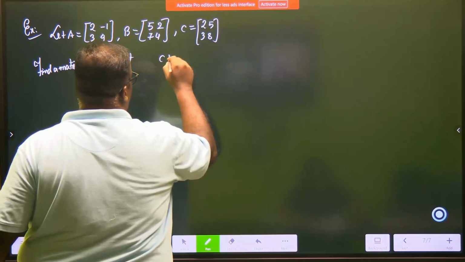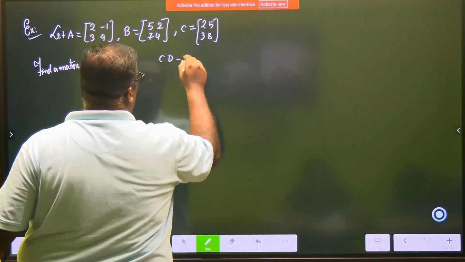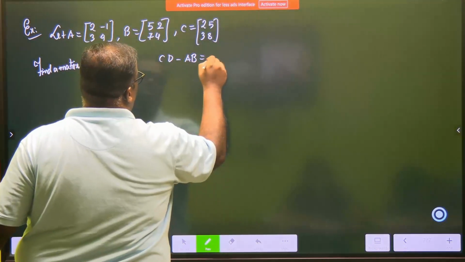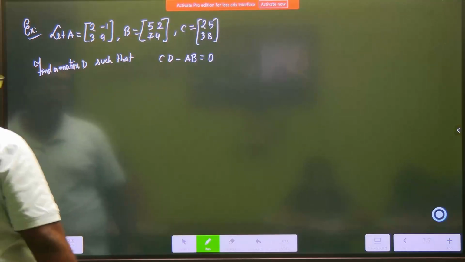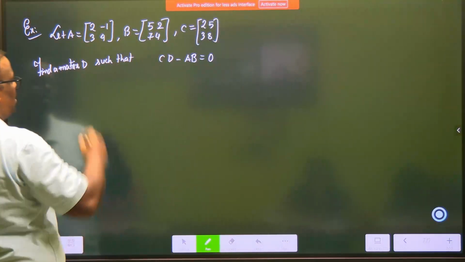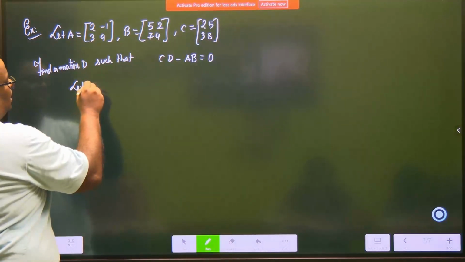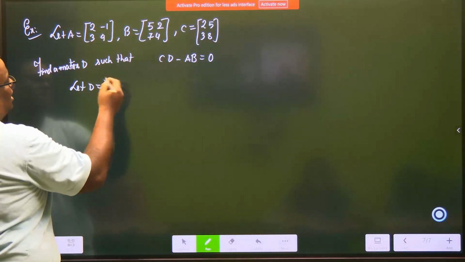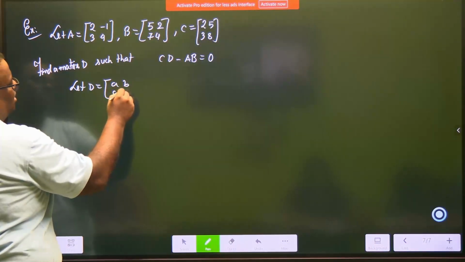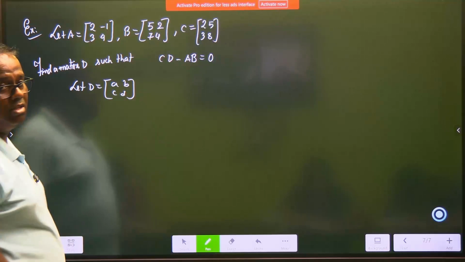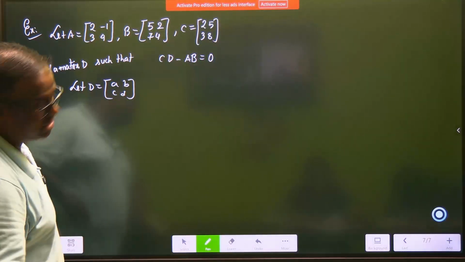CD. This is all equation problem. CD minus AB is equal to 0. Okay. So let D be equal to, you give anything in D, A, B, C, D. This is D. So that, and then we will compare terms.